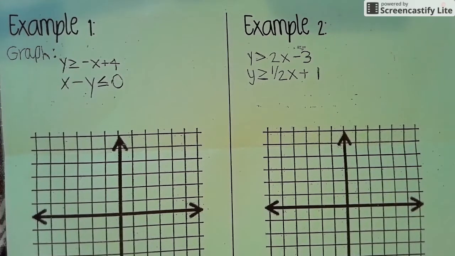This is how to graph or solve a system of linear inequalities. So you're going to have two equations and you're going to have to find out where the solutions are true for both inequalities in the system. You always look at the first and second equation. I always like to graph the first one and then graph the second one.